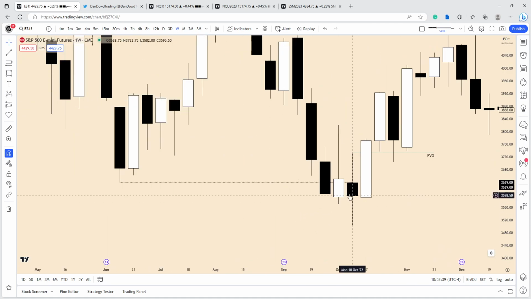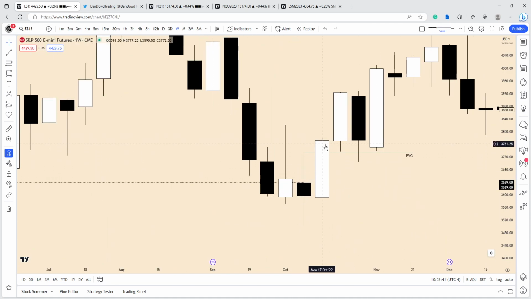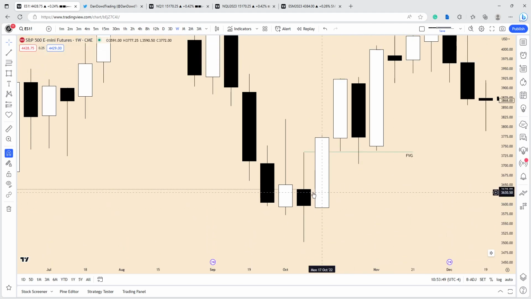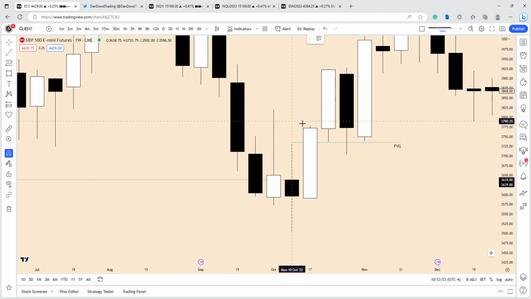Since we took out sell side liquidity and we had this shift up in market structure, and it has the fair value gap after this down close candle, that makes this down close candle that I'm pointing towards right now a high probability order block. So what we can do is draw out a few different points of reference on the order block.